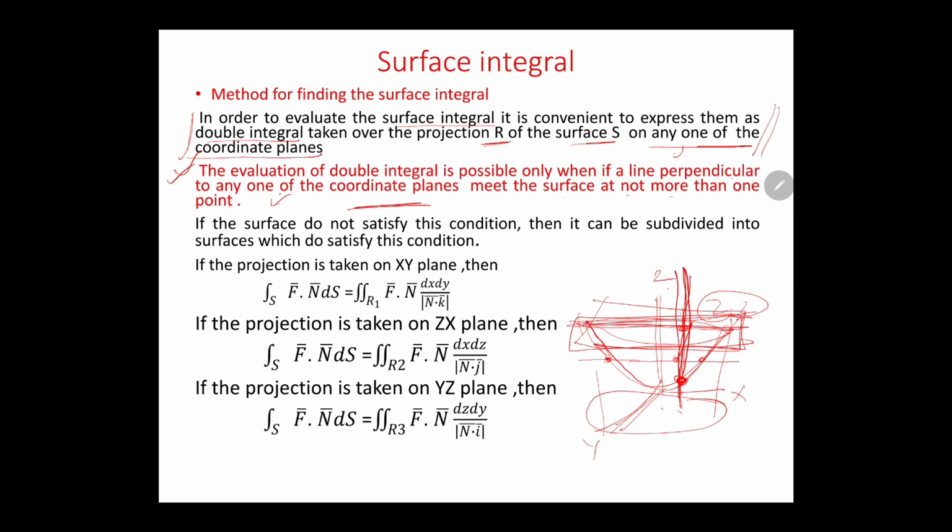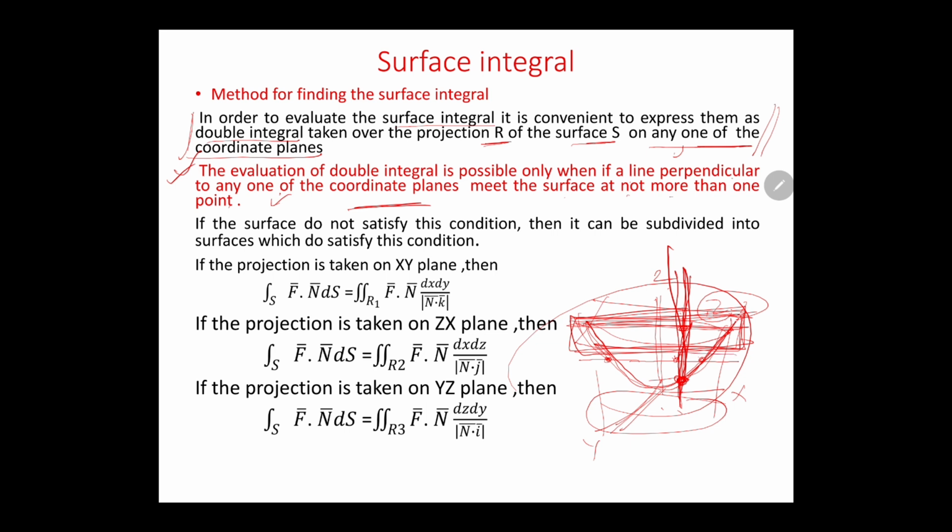In such a case, you have to consider this paraboloid as one surface, and the plane as the other one. Consider them as two different surfaces. You split that. You subdivide it into surfaces which do satisfy this condition. If you take only the paraboloid, it cuts at only 1 point. If you take only the plane, it also cuts at only 1 point. So ultimately, we take the projection on the xy plane.